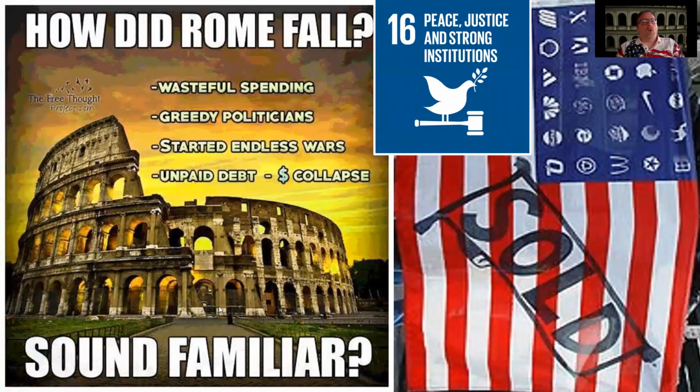So how did Rome fall and why did Rome fall? Wasteful spending, greedy politicians, endless wars, unpaid debt, which basically leads to hyperinflation, stopped innovating on the technological level, outsourcing. All these things become part of the issue. And this is why the lovely American flag here says sold, because we have basically sold our American tax policy to many of the corporations. There's a lot of corporations in America that don't pay any taxes at all because of loopholes that are there. That was never really the intention.